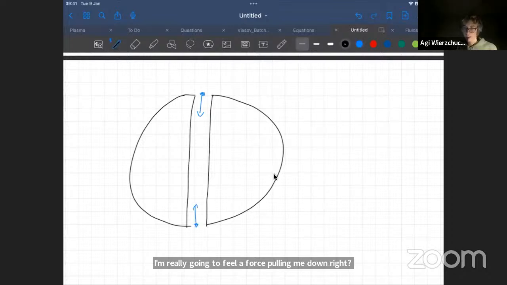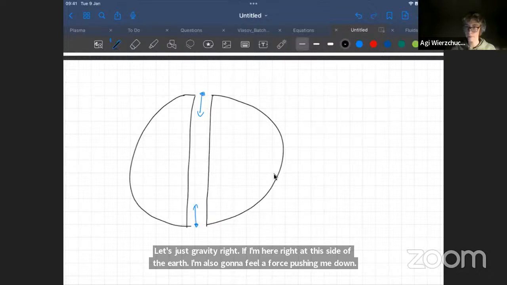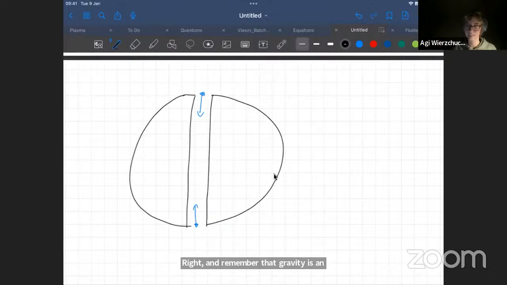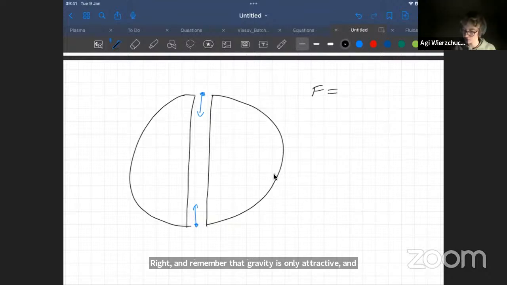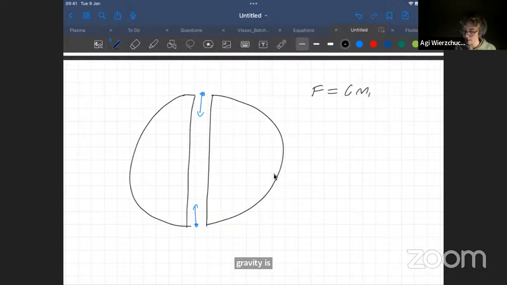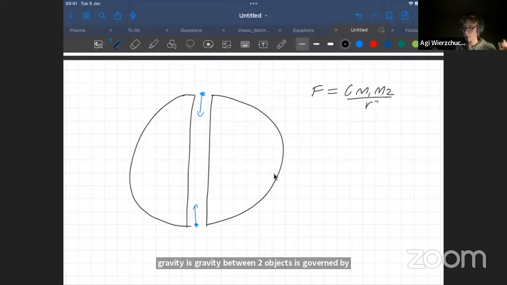And remember that gravity is only attractive, and gravity between two objects is governed by Newton's law. So F is equal to G m1 m2 over r squared, where m1 is the mass of one object, m2 is the mass of another object, and r is just the distance between the two objects. So you can sort of think about it, right?